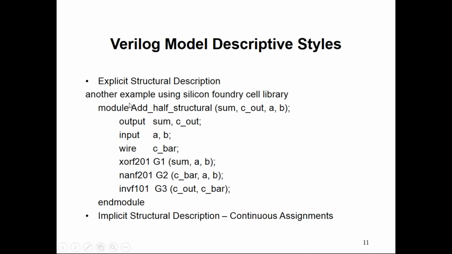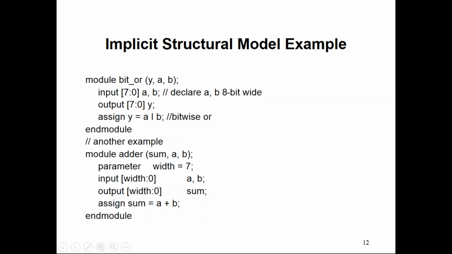You have two types of structural descriptions: explicit structural and implicit structural. In this case, it is an explicit structural description. The continuous assignment is an implicit structural description, that means using the assign statement. For example, assign y equal to a or b is implicit structural modeling. If you write the Boolean expression using the keyword assign, it automatically assigns the logic gate for the particular functionality.